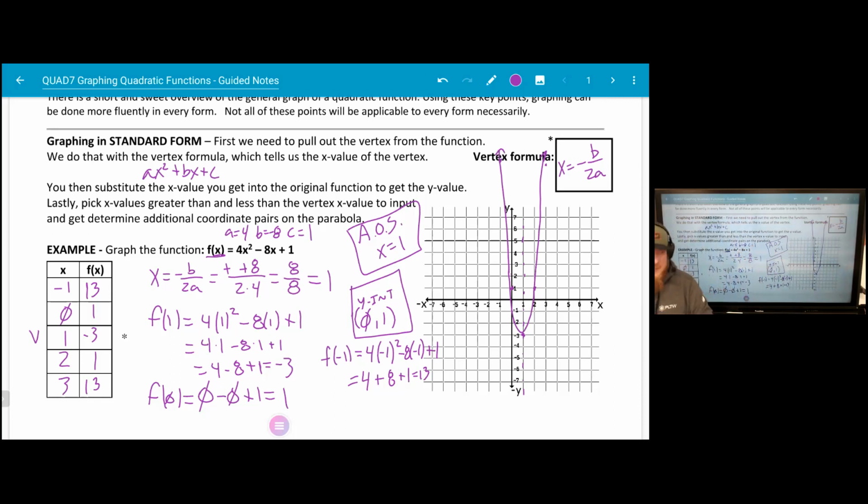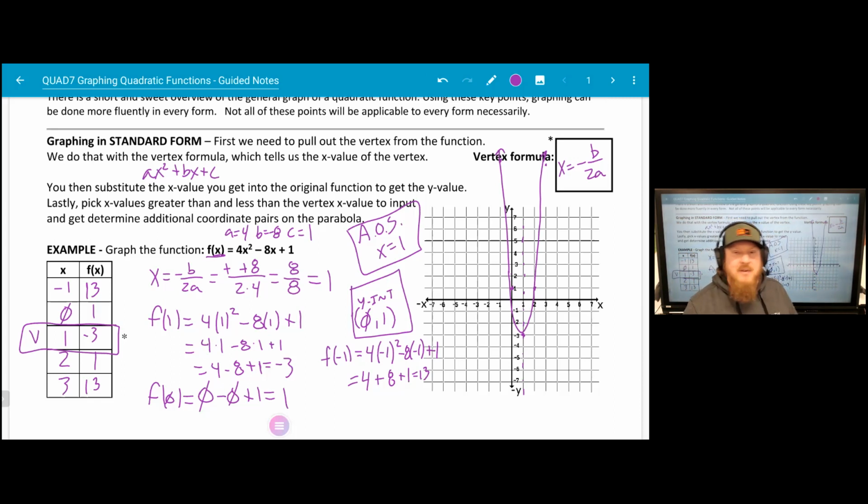Did we do the things we needed to do? Did we find the vertex? We sure did. Right there. Did we find the axis of symmetry? Well, yeah, we sure did, because we have the vertex. We have the axis of symmetry. We actually use the y-intercept. That works out pretty well. I like that one a lot. So we've got the vertex, axis of symmetry, the y-intercept, and a sketch, no matter how bad it is, of the graph.